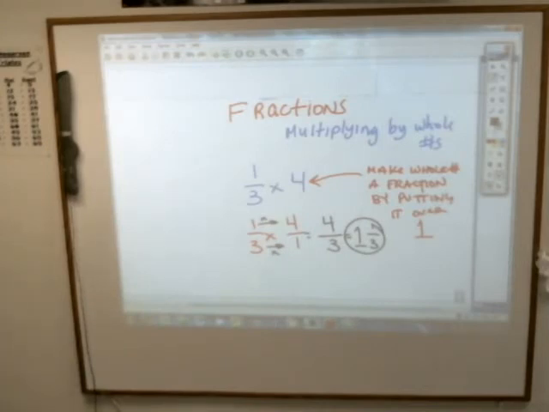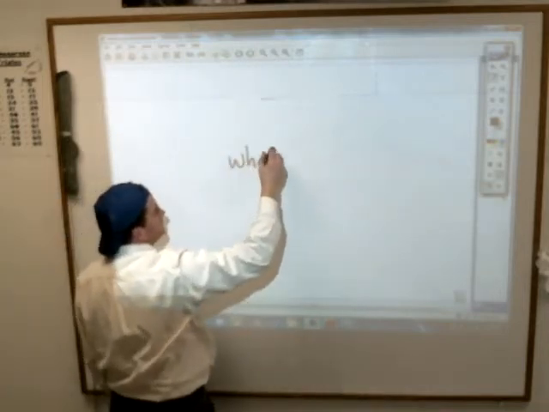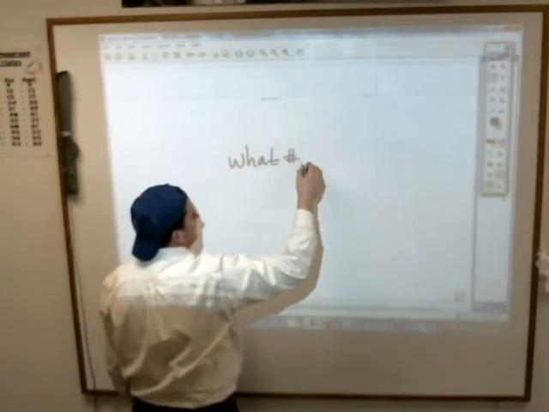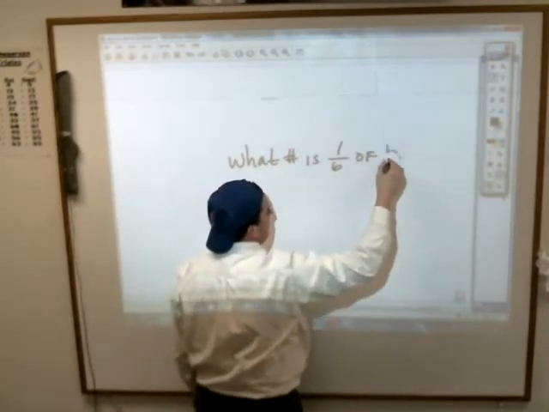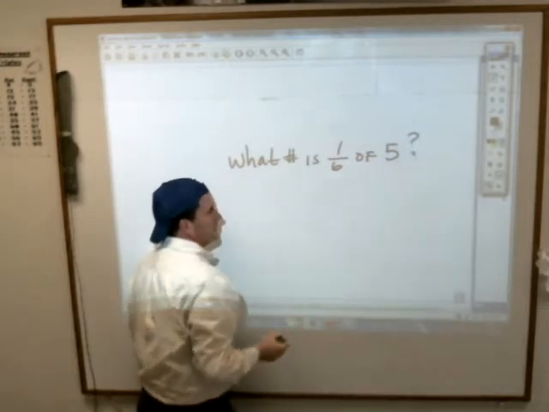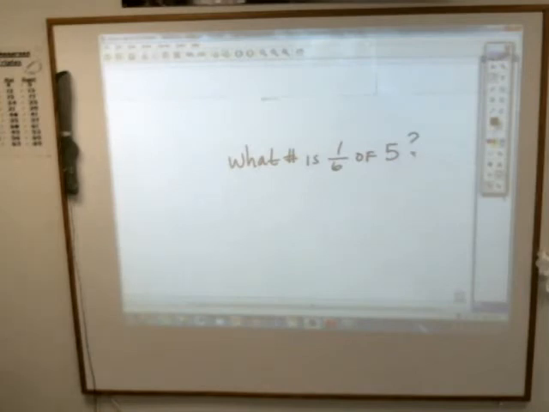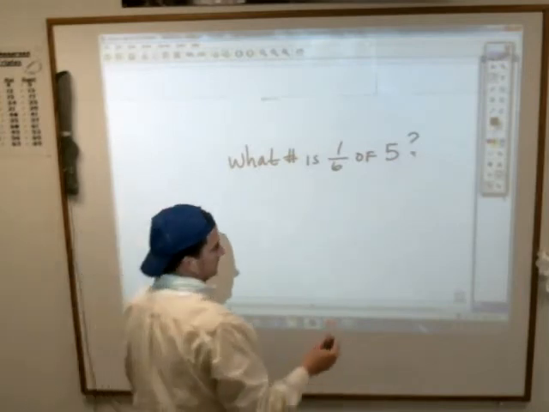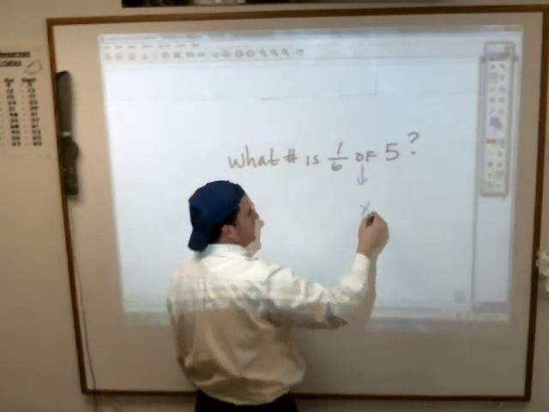How about another example? What number is 1/6 of 5? People get confused on this, but you have to remember in math, 98% of the time, the word of means what? Times. No, the word of means times. So this word of is the same thing as times.